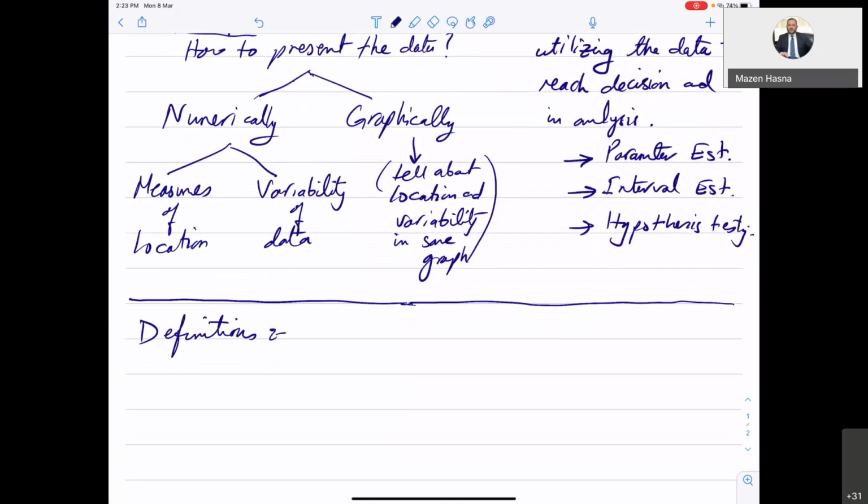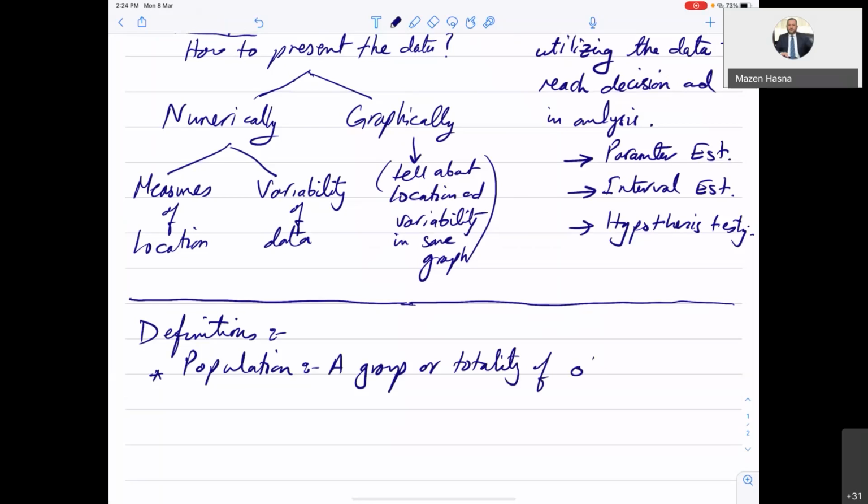The first definition we want to handle is the population. What's a population in statistics? You all know the population of countries, right? Population of Qatar, population of Saudi, population of France, and so on. So what's a population in statistics? Population is a group or totality of objects that have something in common.